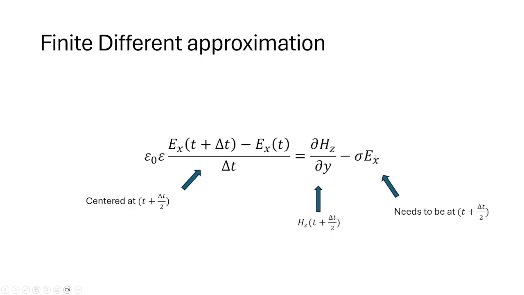But what about sigma Ex? Now we know that the electric field is located at whole time steps. So how do we get the electric field at this half time step, t plus delta t over 2?